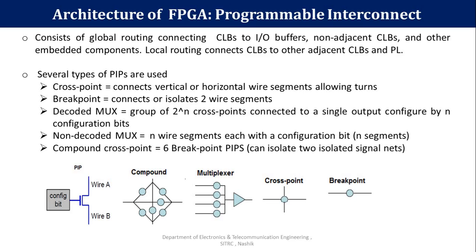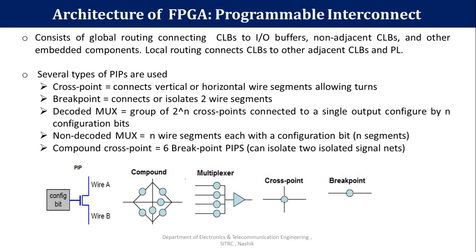And second, the break point. Break point connects two isolated wire segments, two different wire segments. These are connected by using the break point. Then decoded mux, the multiplexer. You see here it is a group of 2^n cross points which are connected to the single output, which is configured by n configuration bits. It's 2^n. If there are more than two wires, it can connect to the single output.